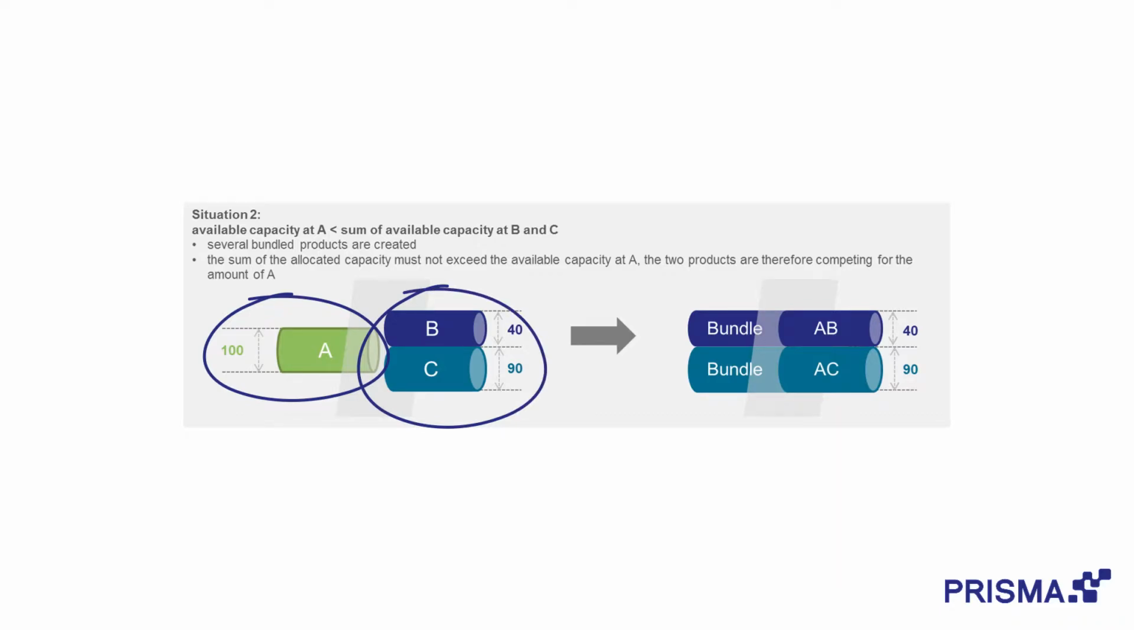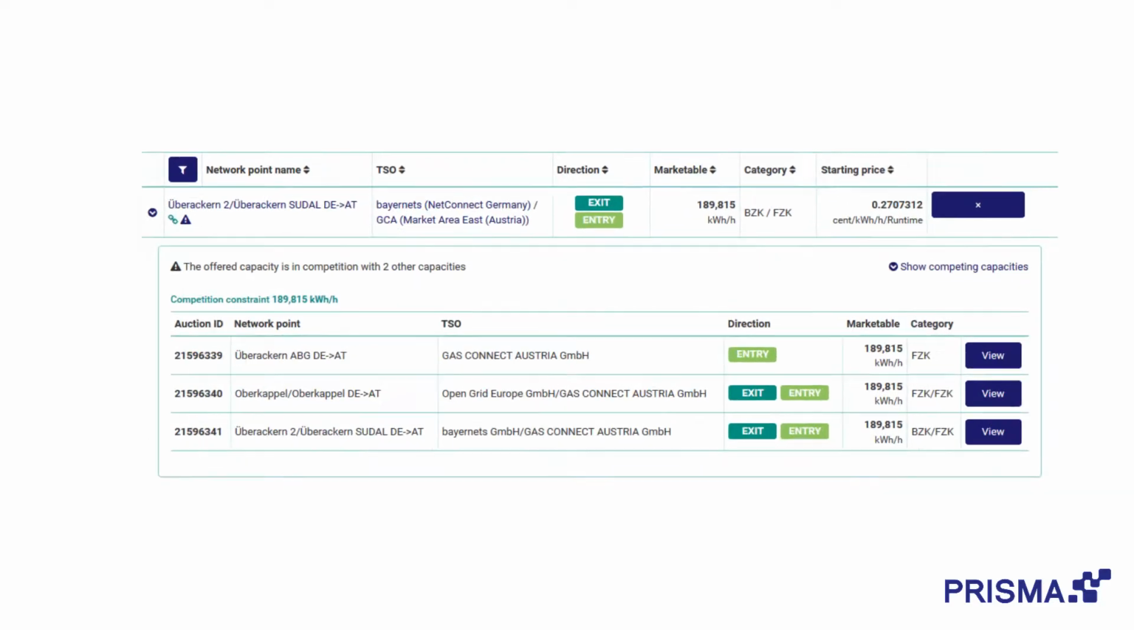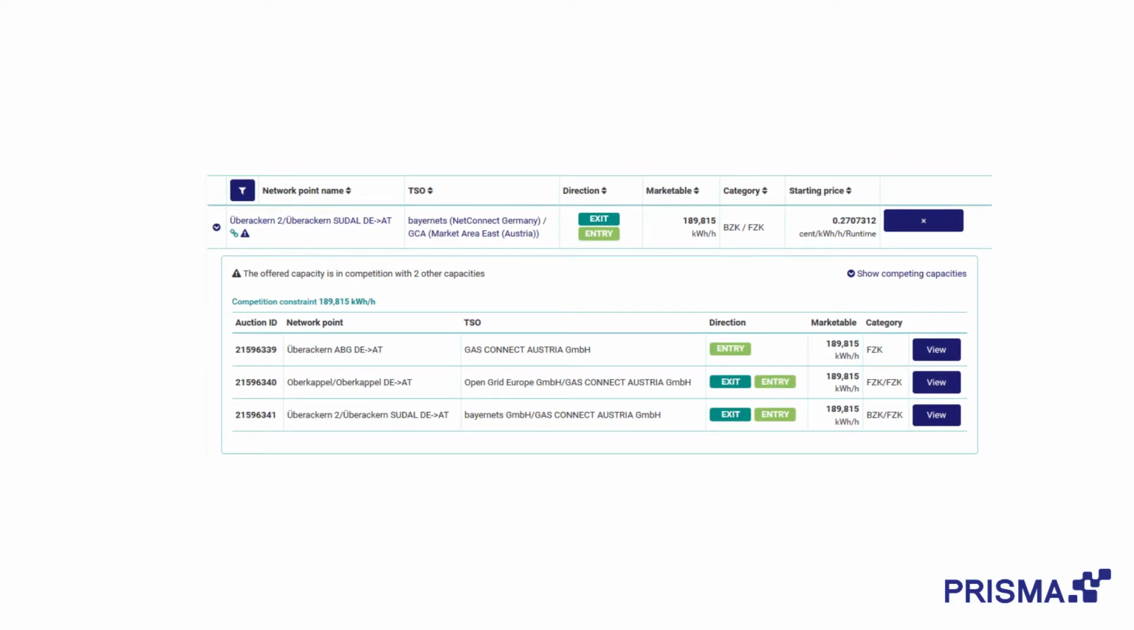How this looks in an auction on the PRISMA platform will be explained in the following videos. By the way, competing auctions on the platform are marked with a small warning sign.